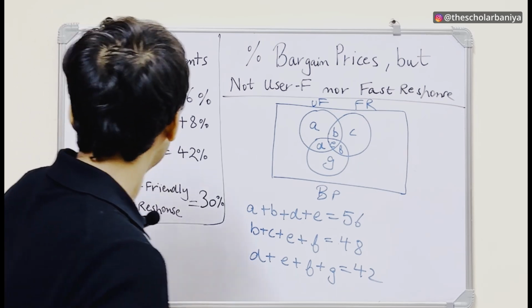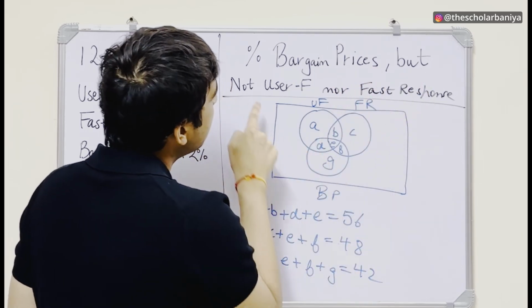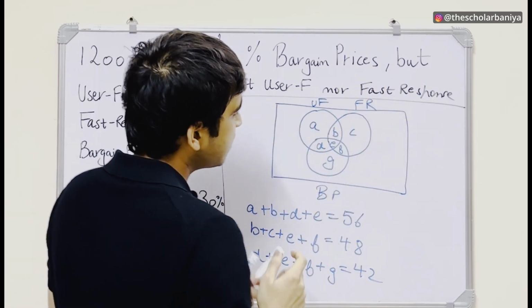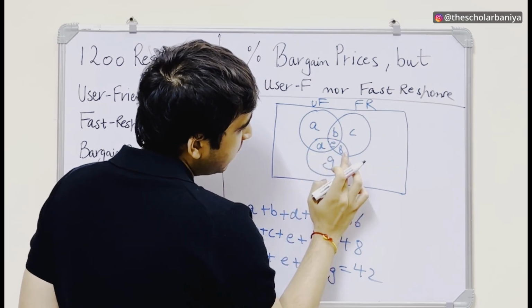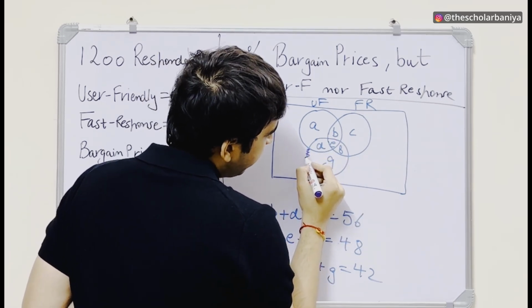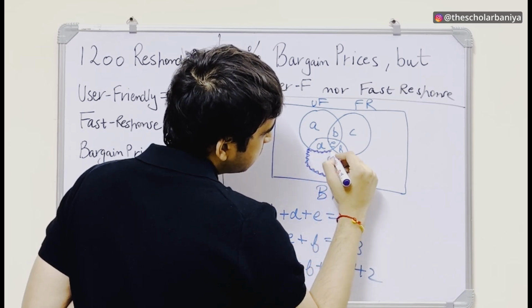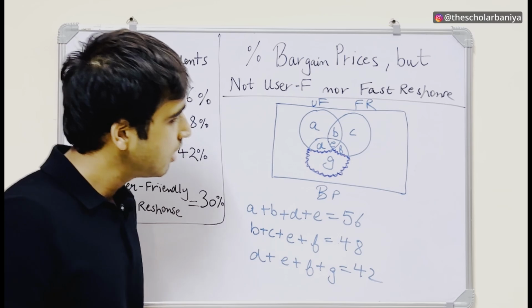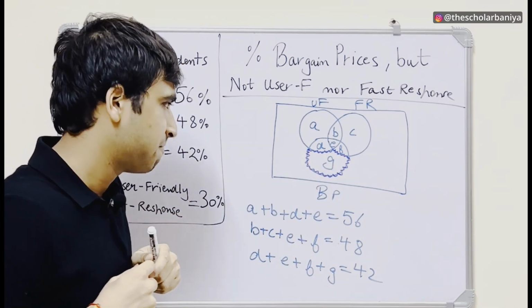So what do we have to find? We have to find the percent of bargain price, but not user friendly and not fast response. That means we have to find the percent of bargain price, but we don't have to include these other regions. So basically we have to find G. We have to find this part.